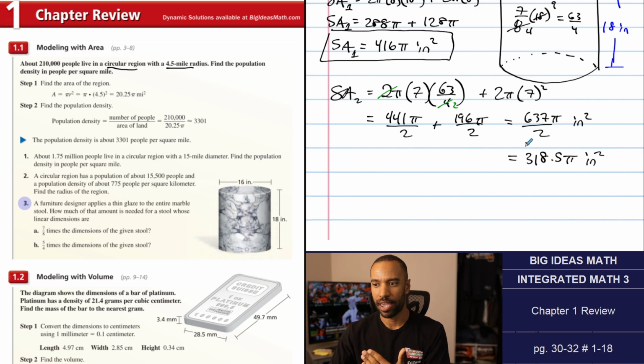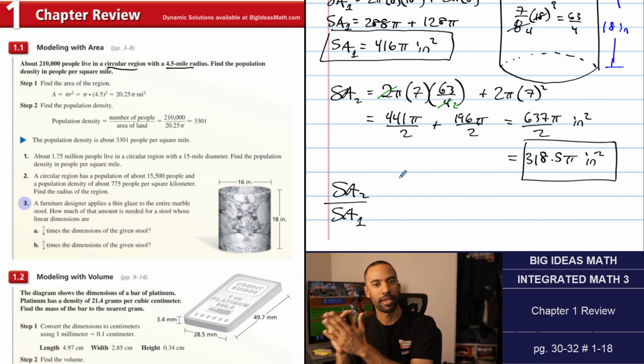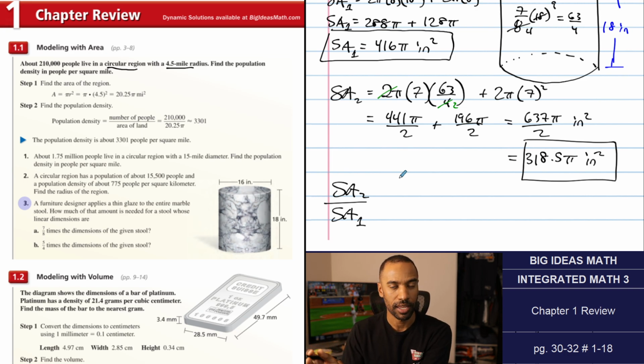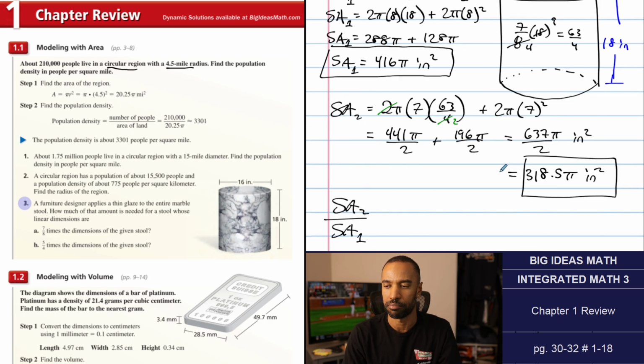What we're going to do now is compare surface area 2 to surface area 1. SA2 to SA1. And that's 7/8 dimensions that we had before. It's not going to be 7/8 anymore. It's going to be this other number here. Instead of 87.5%, it'll be this number, or as a fraction is 49/64.